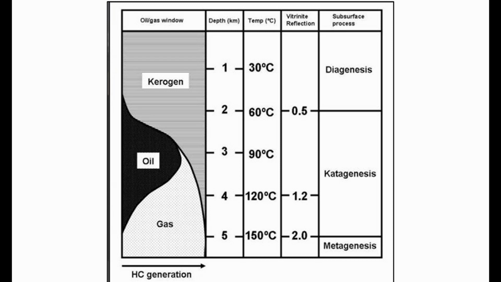In this figure, you can see the oil or gas window in the first column, then the depth of this zone or oil or gas window in the second column of the table. Then the third column shows the temperature of each zone, and then you can see the vitrinite reflectance information. After that, you can see the three zones or the three subsurface processes which are diagenesis, catagenesis and metagenesis.